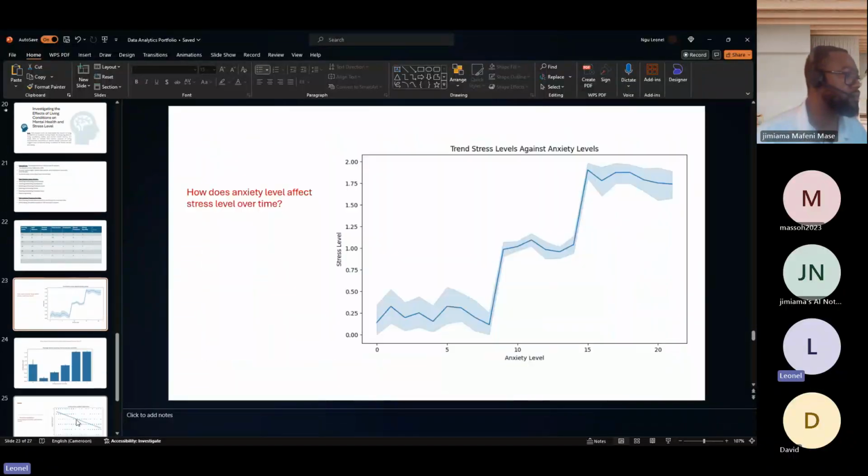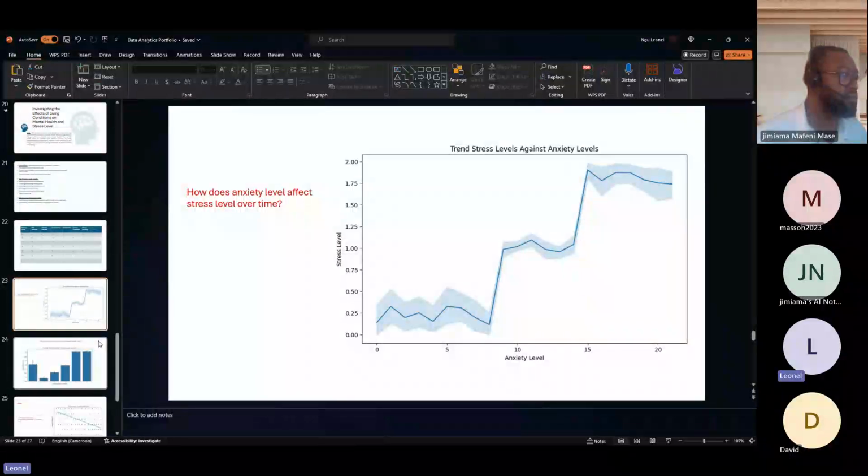So my first business question was, how does anxiety level affect stress level over time? With the line graph plotted here, you can see that over the period of time, anxiety level generates a spike in the level of stress. So over time, the more anxiety you feel, the more stress a student may experience.